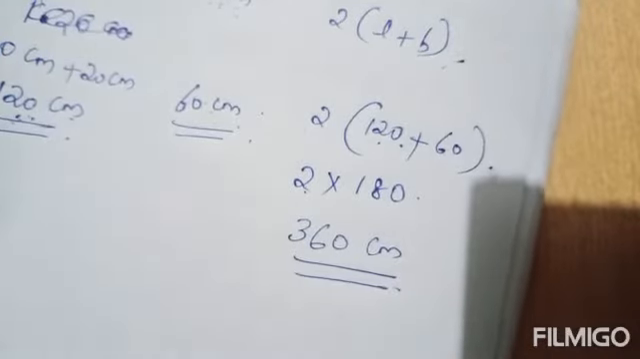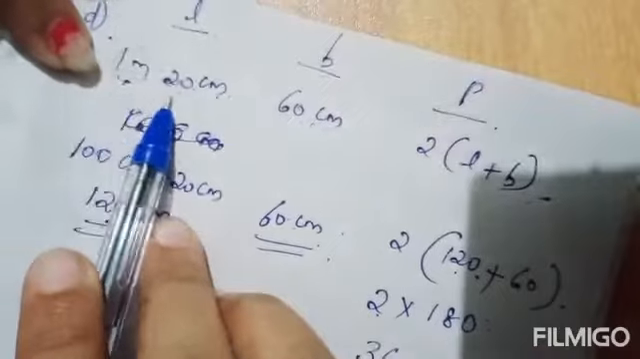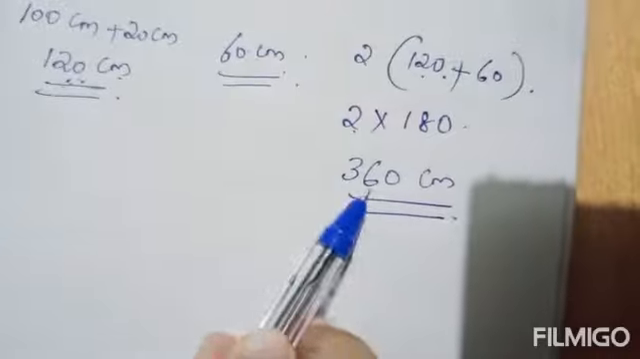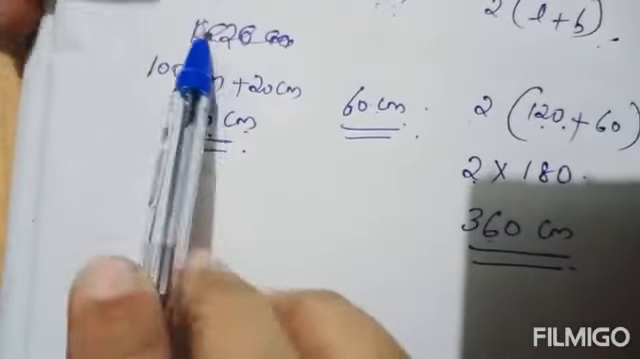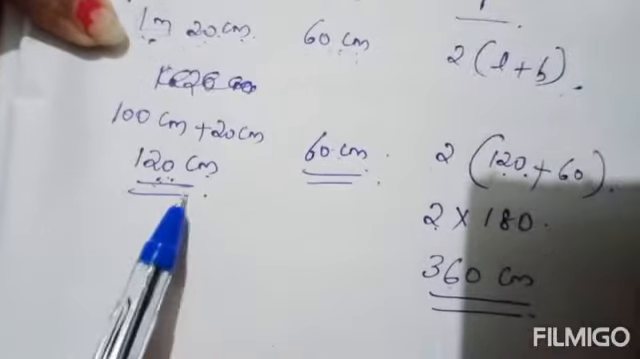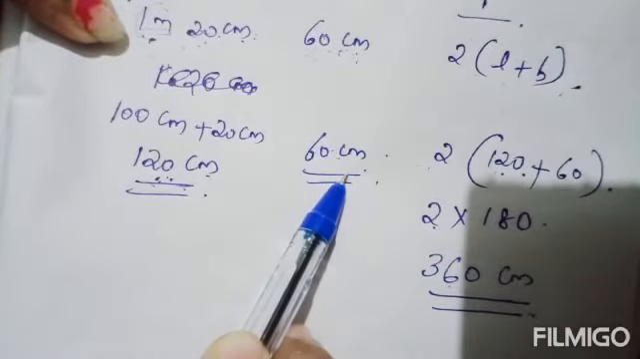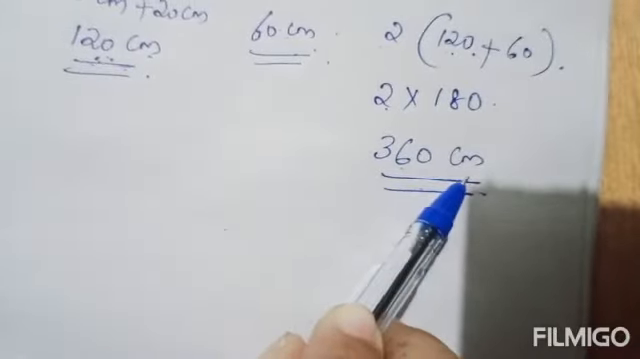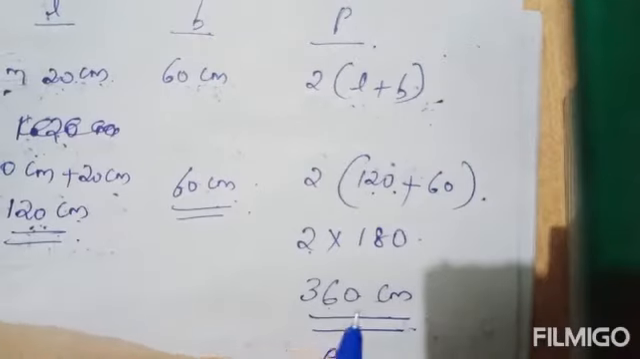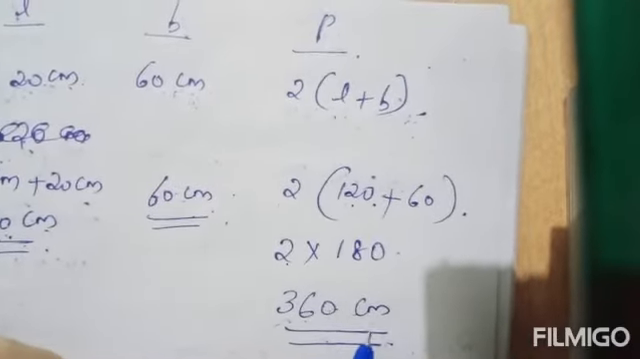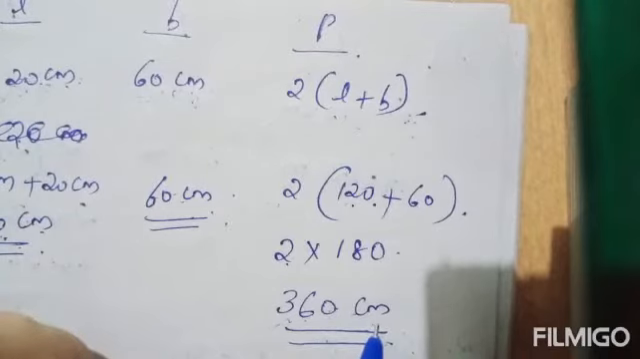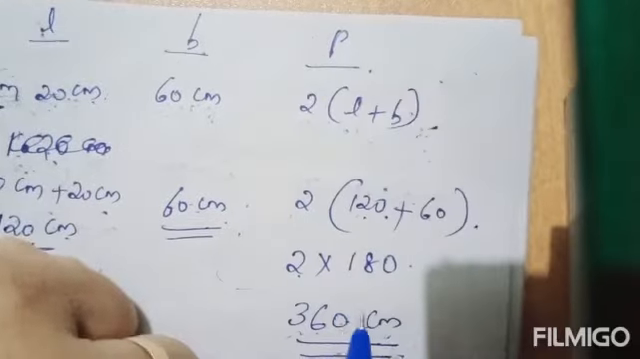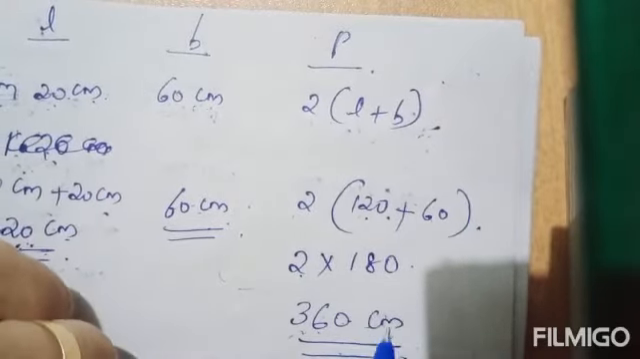This is the perimeter of rectangle whose length is 1 meter 20 centimeter and breadth is 60 centimeter. Listen, here unit will be centimeter. We convert 1 meter 20 centimeter to centimeter. Breadth is in centimeter. So the perimeter also will be in centimeter. Okay. Now this 360 centimeter you can also write in meter and centimeter. Okay, here length is given in meter and centimeter. So you can write your answer also in meter and centimeter.